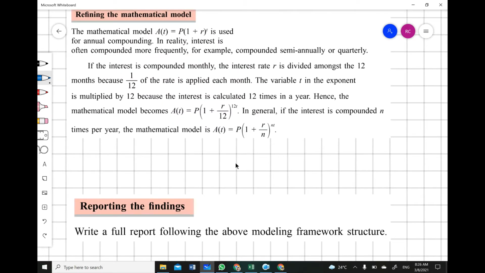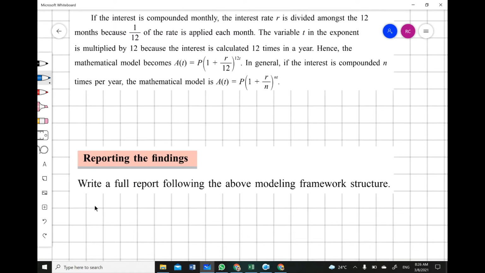Okay, then lastly, report the findings. So over here, you just need to write a full report following the above modeling. If there is no weakness, you don't have to write anything for your report. The report actually is for you to use symbols and diagrams to illustrate everything, and then you identify the strengths and weaknesses of what you found out. After that, you think about whether you can use this model to solve other examples or not. If there's no problem, then your report is just very simple. If there is a problem, then you have to go back to what we have learned in the first lesson. You are going to list down what could be the problem and so on.